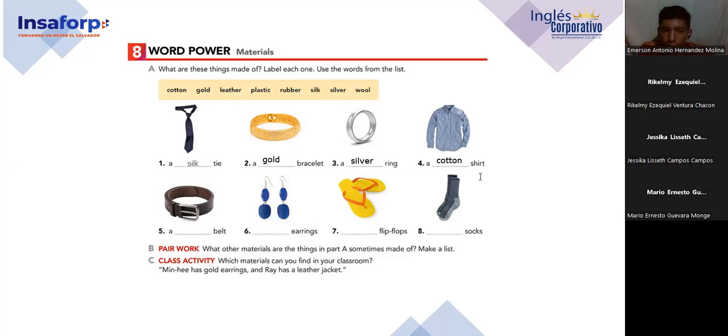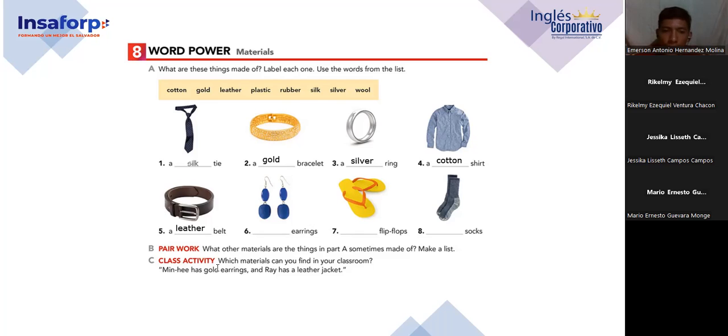Jessica Lizette, what do you think about number five? What is the material for this thing? Leather? Okay. What do you think, class? Is it okay? Leather? Yes. Yes, right. In number six, Mario Ernesto, what is the material for those earrings?